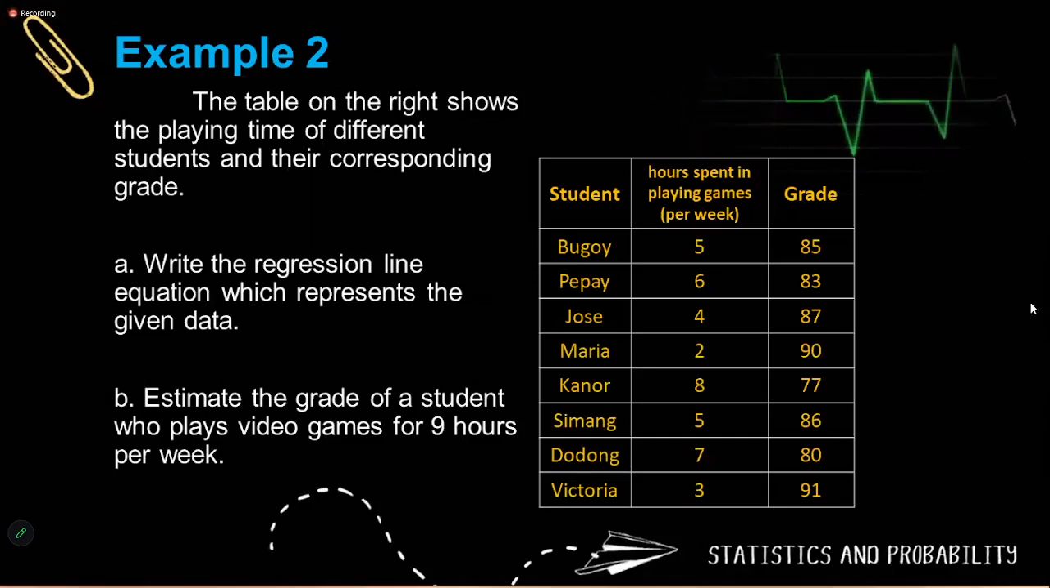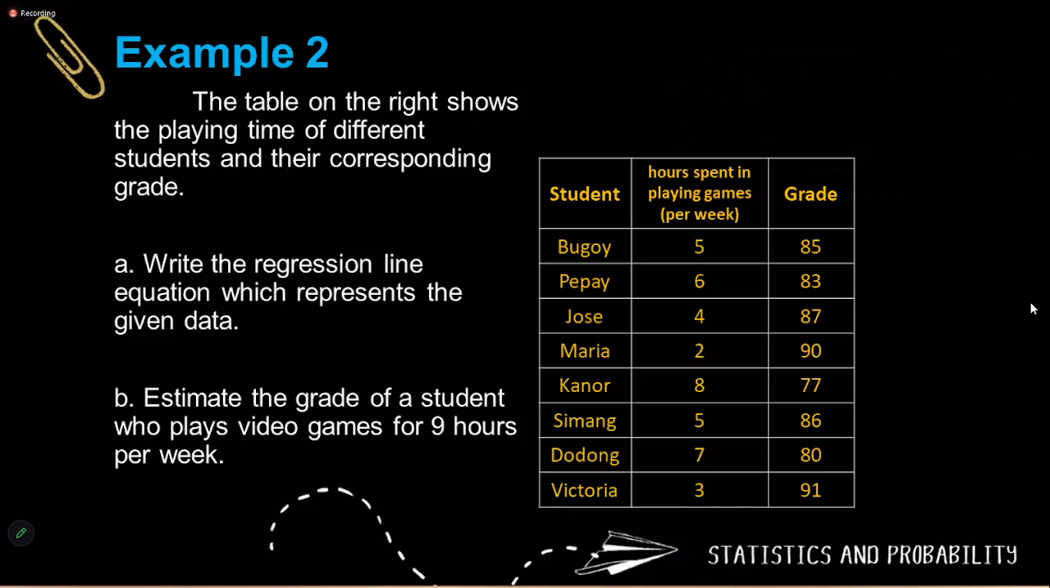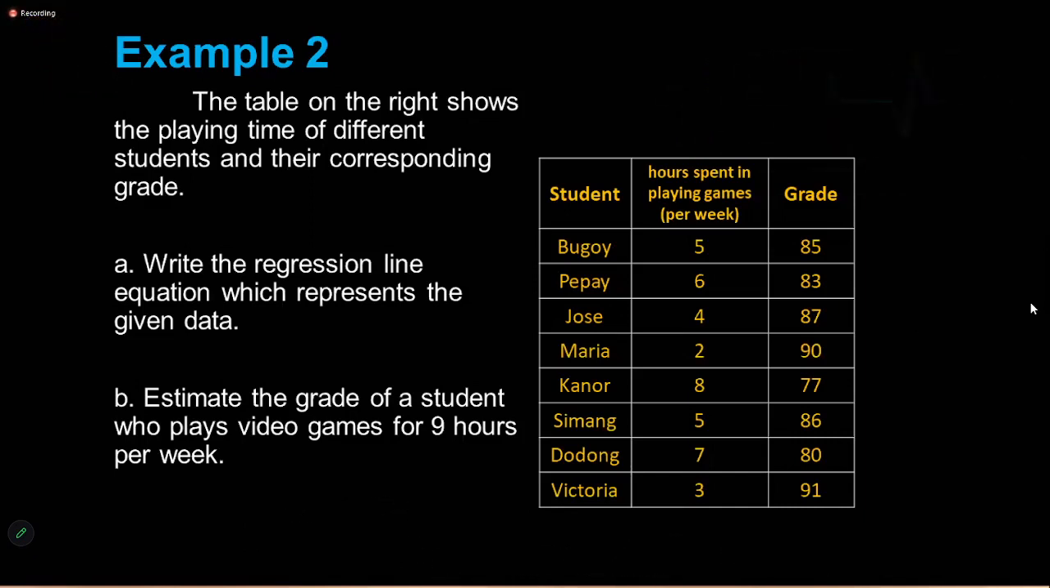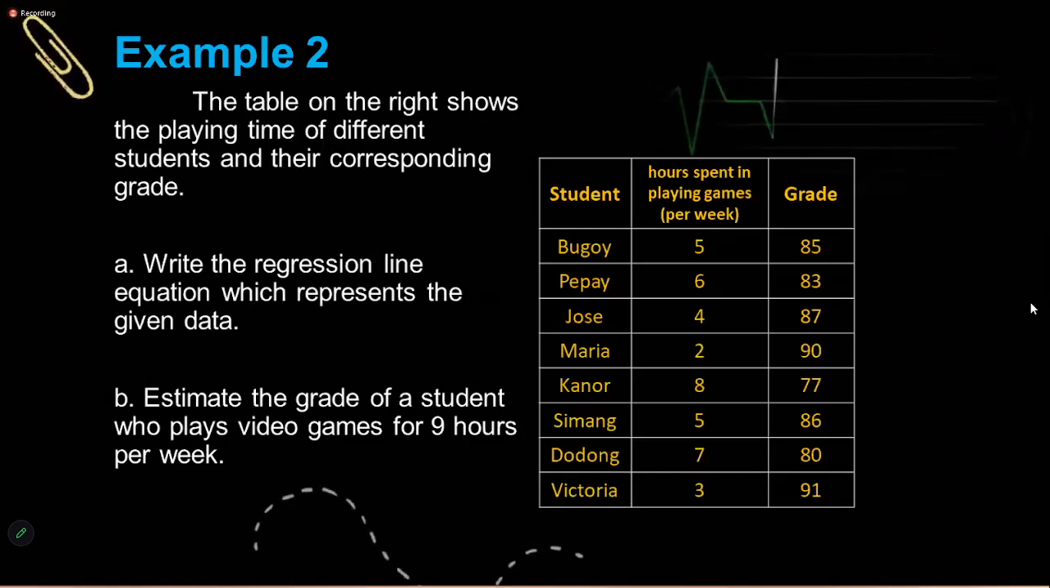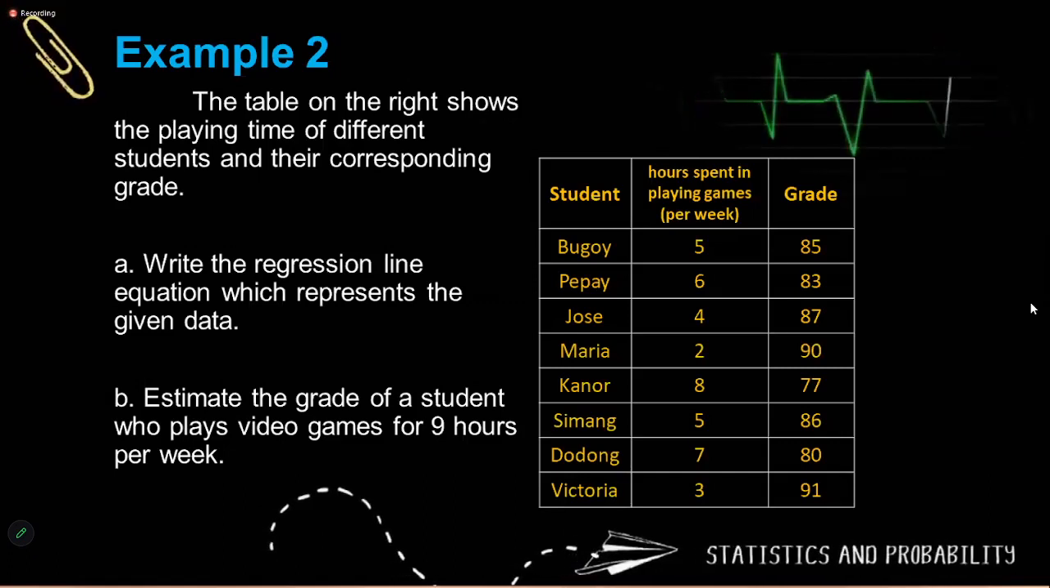Mert. Habang tumataas po yung hours spent in playing games po, bumababa po yung grades nila. So, anong klaseng correlation ang meron sila? Negative correlation po. Tama. May negative correlation tayo. So, gusto nating malaman yung regression line natin para ma-predict natin kung ano na yung magiging grade ng bata kapag naglaro siya ng 9 hours. So, that's the power of predictability.